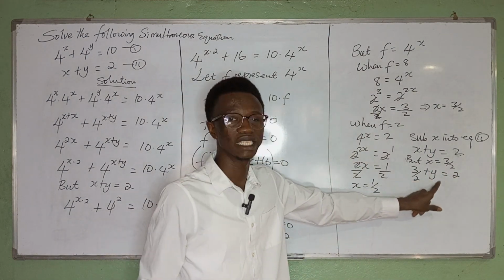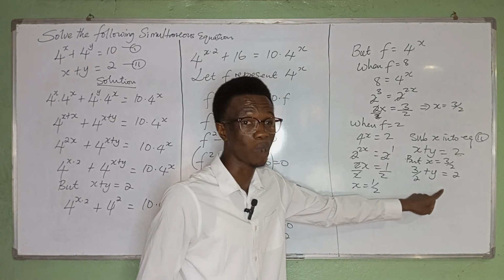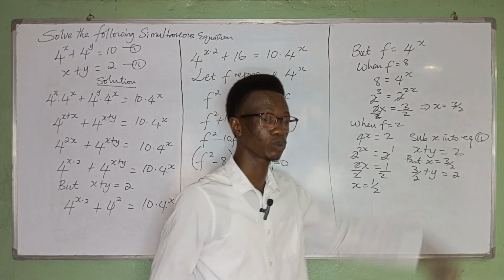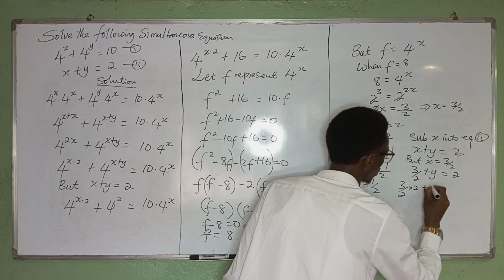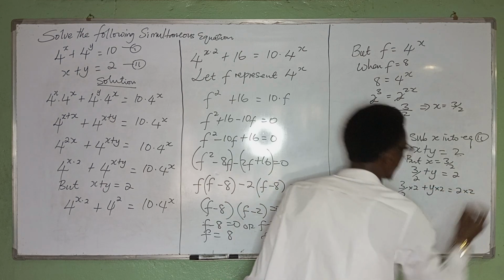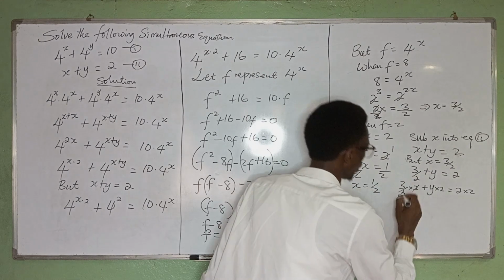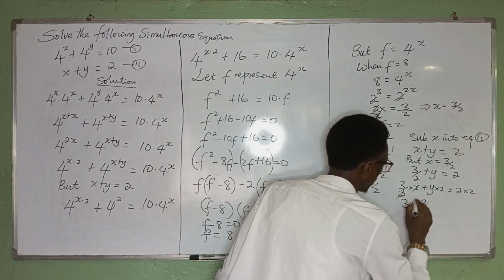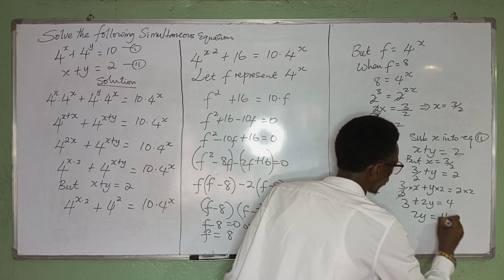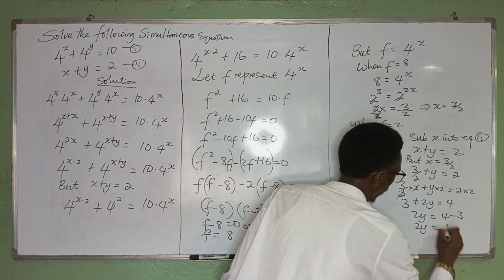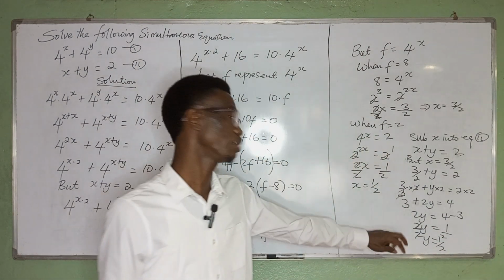Instead of us finding the LCM, we multiply through by 2, which is the same as dividing by 1 and finding the LCM. At the end of the day, you are going to cross multiply. So we multiply 3 over 2 by 2, plus y multiplied by 2, equals 2 multiplied by 2. This and this cancel because I want to take the denominator away. So this becomes 3 plus 2y equals 4. If we subtract, 2y equals 4 minus 3. So I'll have 2y equals 1. Divide both sides by 2, so y becomes half.